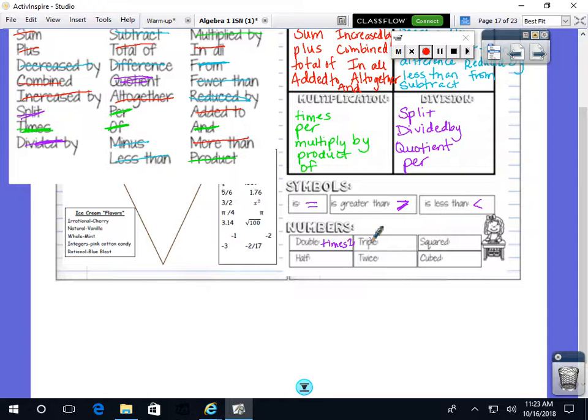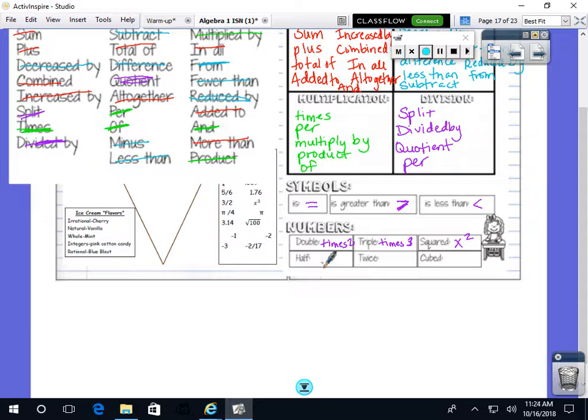Okay, what does triple mean? Times 3. Squared. Right, when you raise something to the power of 2 is when you're squaring it.